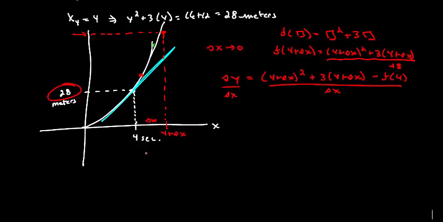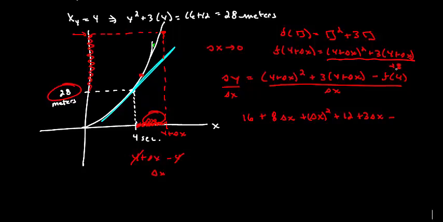The change in x, by the way, is 4 plus delta x minus 4, which, look at that, is just delta x. So this is the change in x, and this length right here is the change in y. Now it's just algebra. If I do the top out here, it becomes 16 plus 8 delta x plus delta x squared plus 12 plus 3 delta x minus 28, because that's f of 4, and that's over delta x.